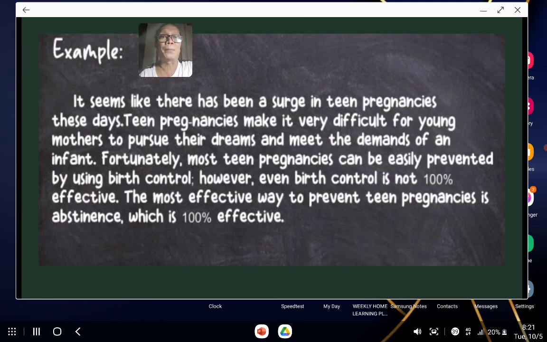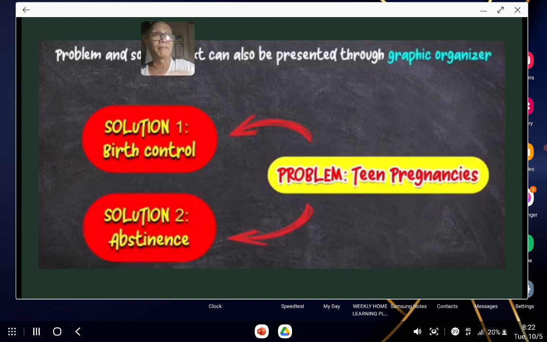We have here an example. It seems like there has been a surge in teen pregnancies. These days, teen pregnancies make it very difficult for young mothers to pursue their dreams and meet the demands of an infant. Fortunately, most teen pregnancies can be easily prevented by using birth control. However, even birth control is not 100% effective. The most effective way to prevent teen pregnancies is abstinence, which is 100% effective.